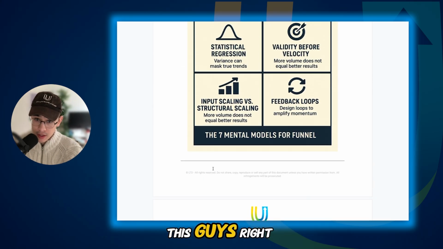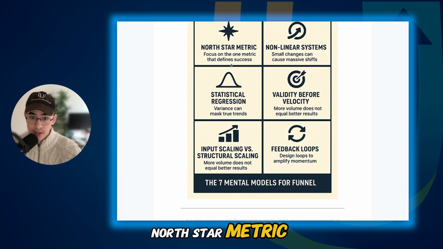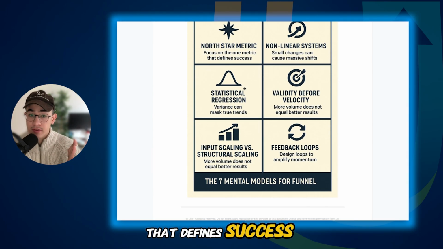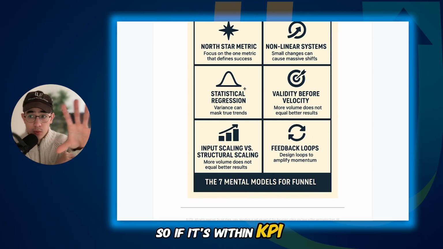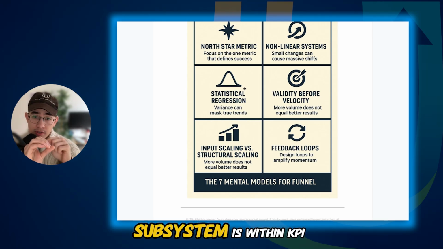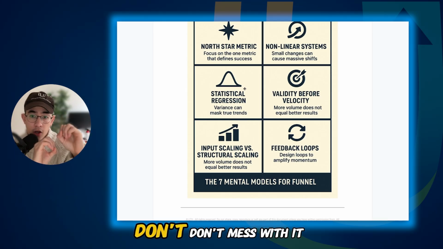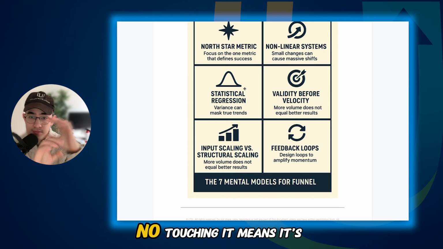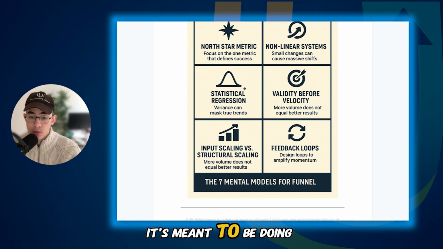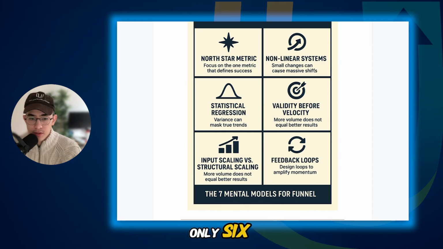You should remember this, guys. Right, you should remember this. The North Star metric, which helps you essentially focus on the one metric that defines success. So if this metric, the performance indicator of the subsystem, is within KPI, don't mess with it. Don't touch it. No touchy. It means it's performing what it's meant to be doing. It says 7, but there's only 6. That's annoying.